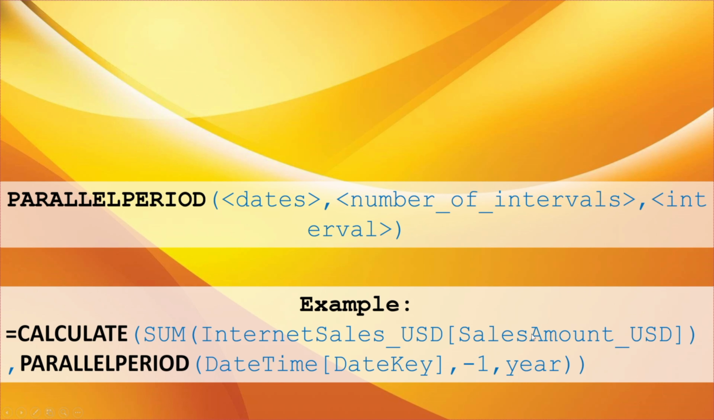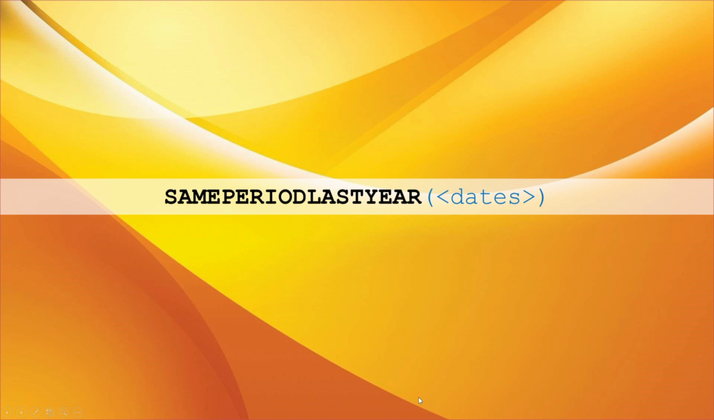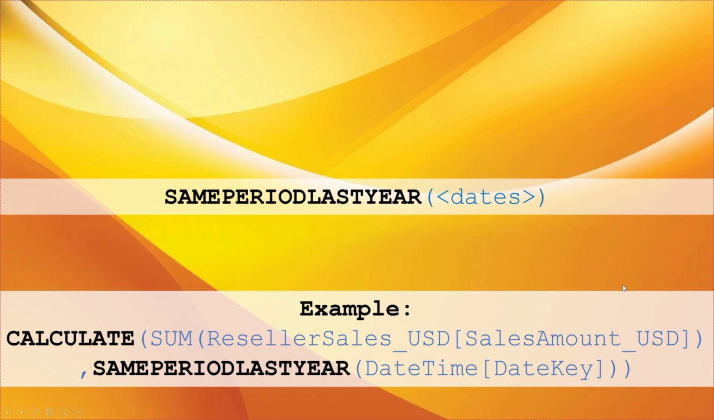Now let's move on to the next DAX function, which is SAMEPERIODLASTYEAR. The SAMEPERIODLASTYEAR DAX function is written as SAMEPERIODLASTYEAR(dates). It usually returns a single column table of date values. Let me give an example as to how this DAX function should be used.